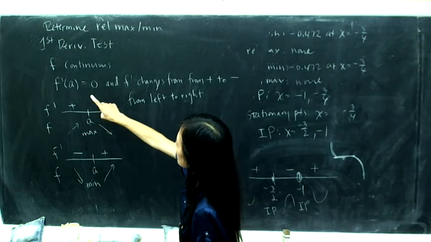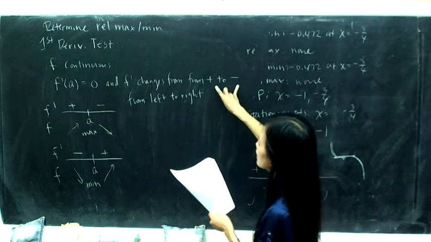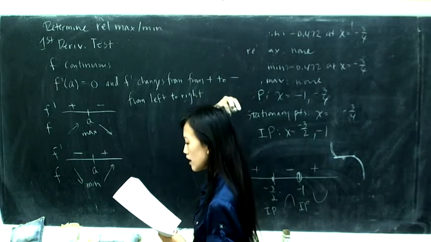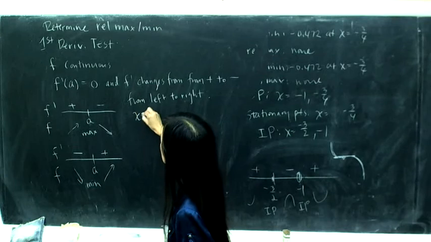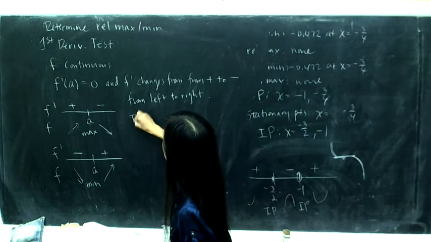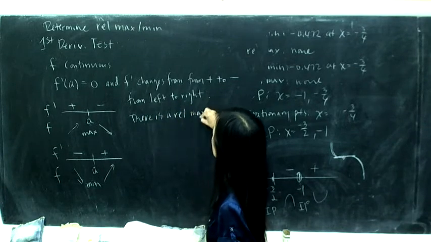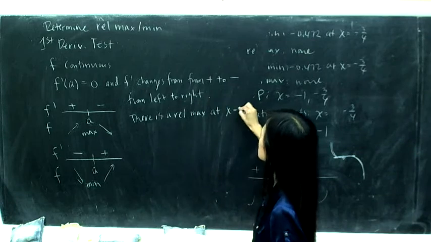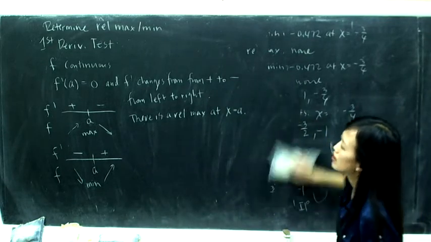Okay, so f prime at a is 0, and f prime changes from positive to negative from left to right. And then this means that you have a relative maximum. So f(x) equals a, there's a relative max at x equals a, something like this. I don't know how your teacher stated it. Just follow whatever she wants you to write.